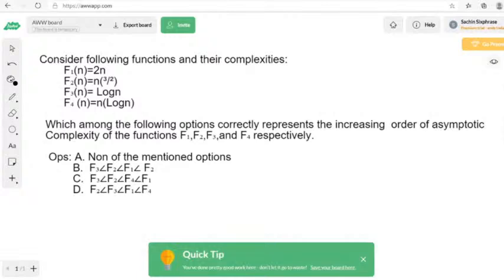A student says: 2n is greater than n log n, sir. No, not at all. 2n is definitely not greater than n log n. As I said very clearly, whenever a constant value is given in the equation, take off that constant value. 2n means take it as n. So f of n is equal to n, f of n is equal to n square, and f3 of n is equal to logarithm of n.